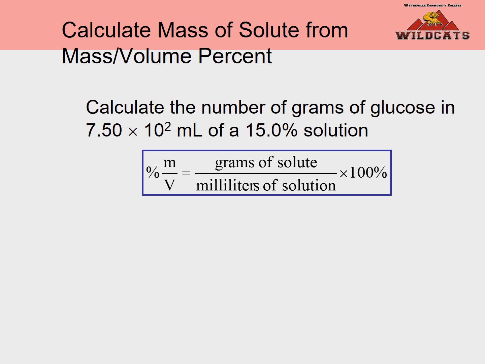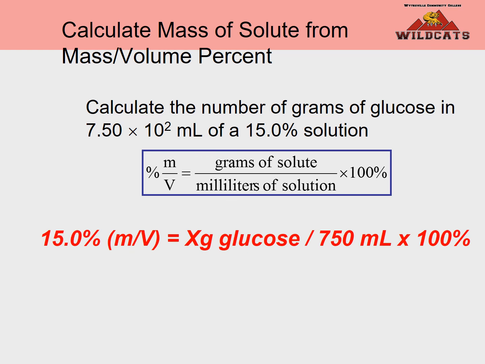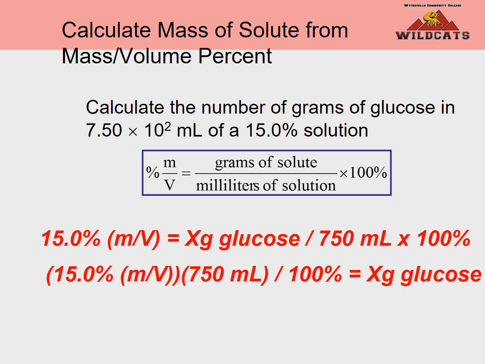So this one says calculate the number of grams of glucose in a 7.50 times 10 to the second milliliter 15% solution. So the 15% is equal to some number of grams of glucose over 750 milliliters times 100%. So this becomes an algebra problem. And so I'm going to solve for the amount of glucose by sending the 750 milliliters to the top and the 100% to the bottom. And I end up with 113 grams of glucose.